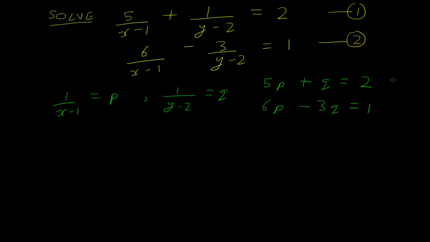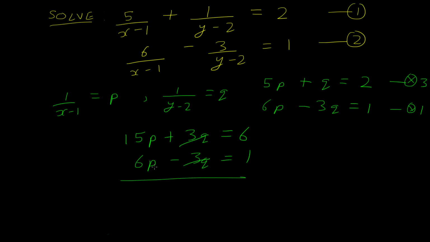Okay, so now let's say we multiply this by 3, and this by 1, so we get 15p plus 3q is equal to 6, and we have 6p minus 3q is equal to 1. We add both of them, and this gets cancelled out. This is 21p is equal to 7. Therefore we have p as 1 by 3. So you substitute p back into this equation, and we get q as 2 minus 5p, 2 minus 5 by 3, which is also 1 by 3.